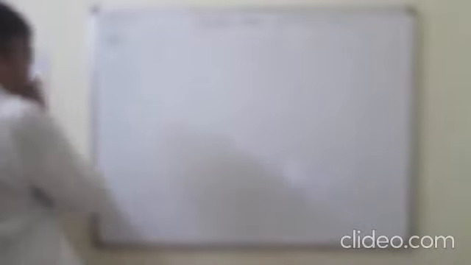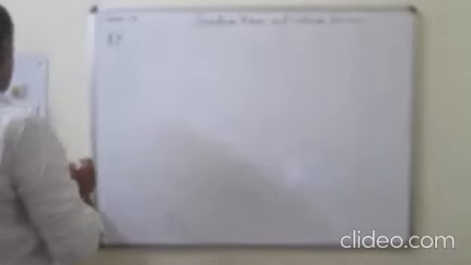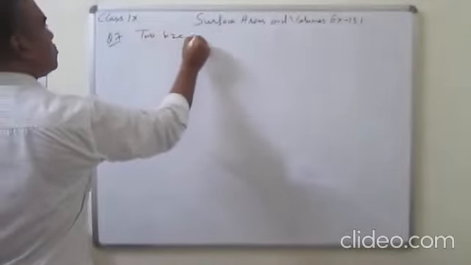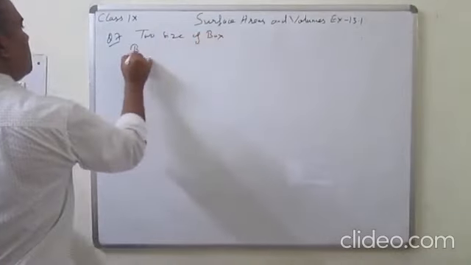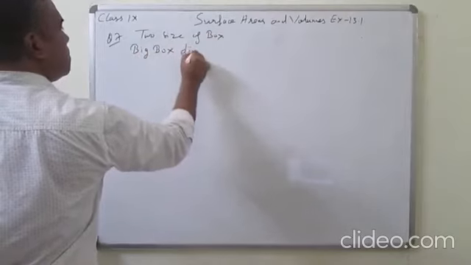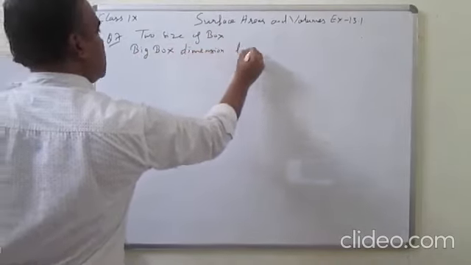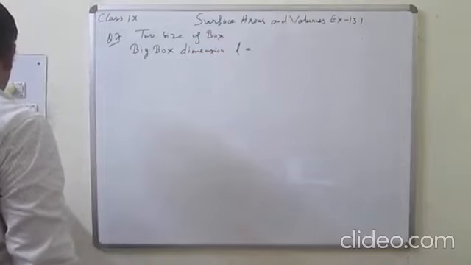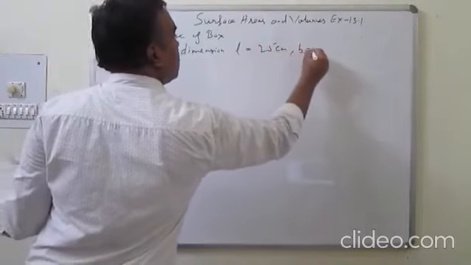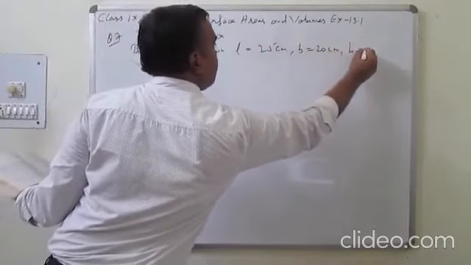Question number 7. Shanti Sweets is placing an order for making card boxes for packing their sweets. 2 sizes of box were required. The big box dimensions are: length 25, breadth 20 and height 5 centimeter.